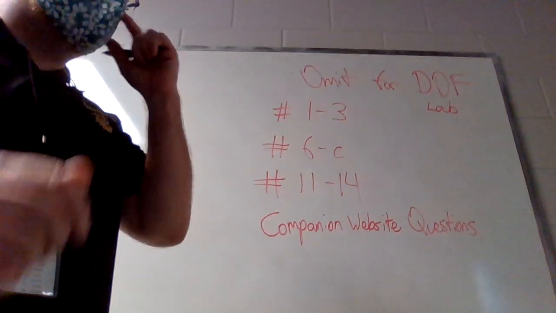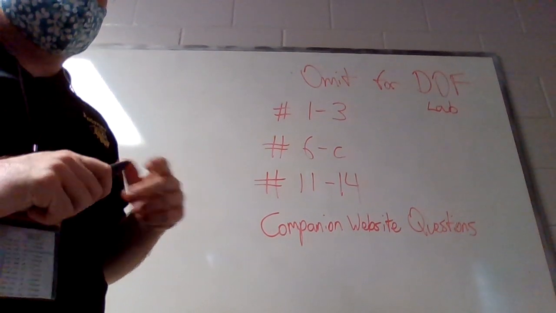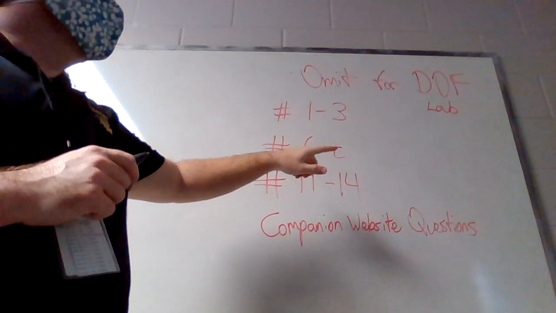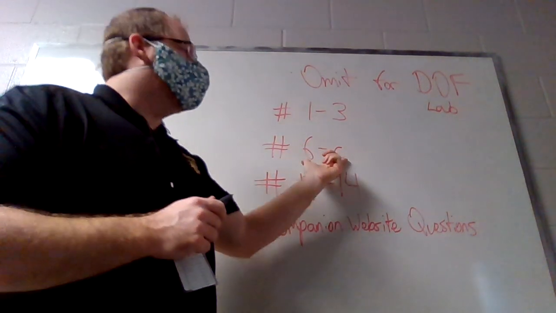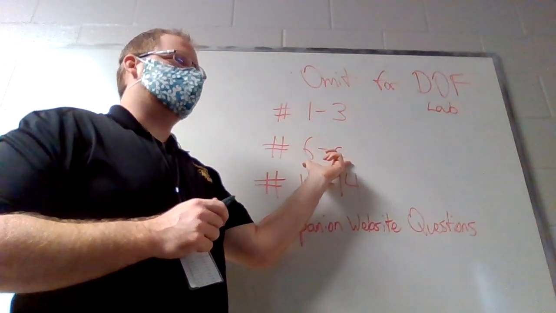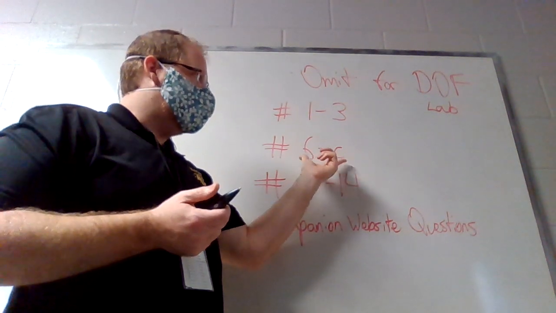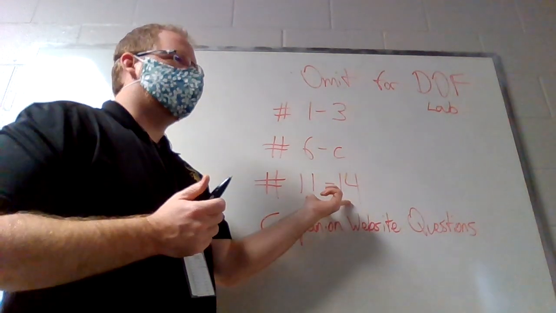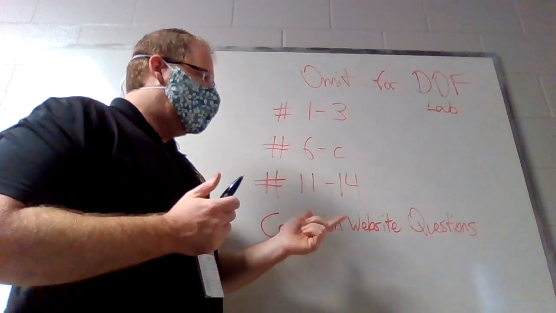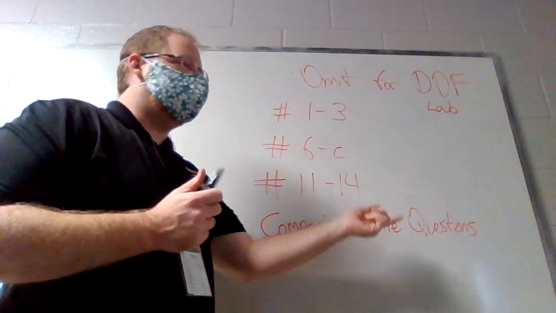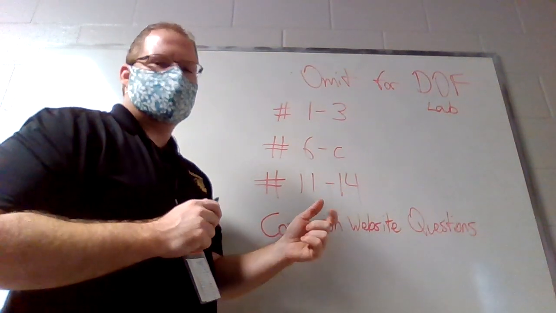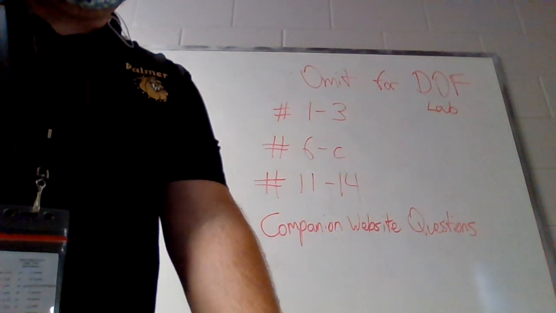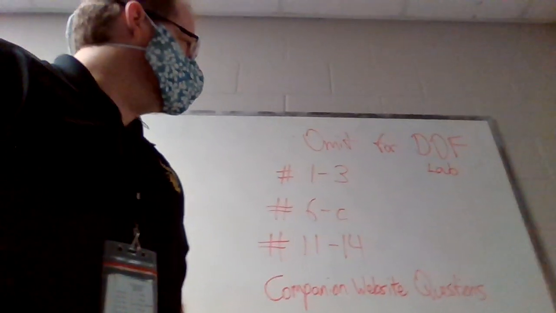We do have questions that you can omit, so you can go through right now and scratch those questions out. Number 1 through 3, you can omit. Just the C portion of question 6. So you still have to do 6A and 6B, but 6C you can omit. 11 through 14 you can omit. And at the very end, there's a companion website with some questions about that. You don't have to do any of that. I don't even know if the website's still active. I believe that it wasn't a couple years ago.